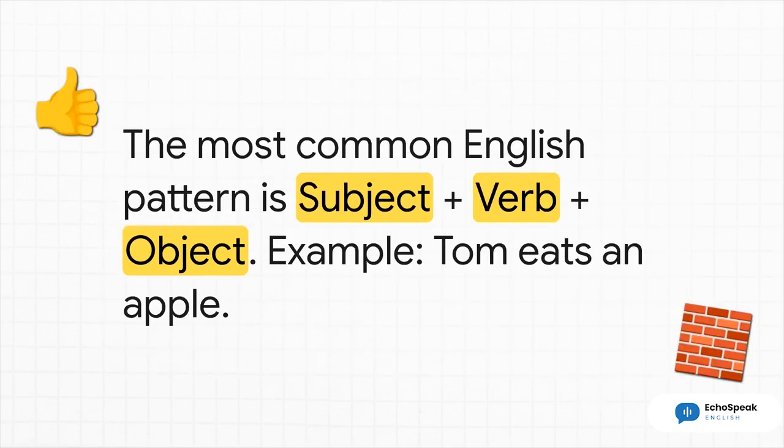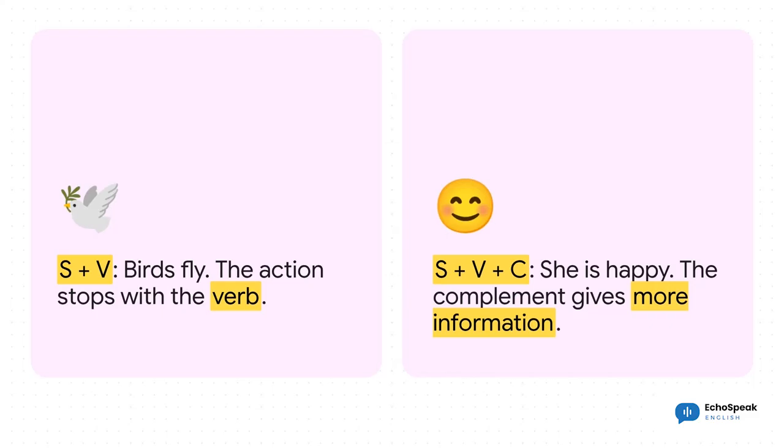And this right here is that main pattern. Subject plus verb plus object. We like to call it SVO for short. So in our example, Tom is the subject, eats is the verb, and an apple is the object. SVO. Yep, if you can remember this SVO pattern, you can honestly build thousands of English sentences. It's that powerful.